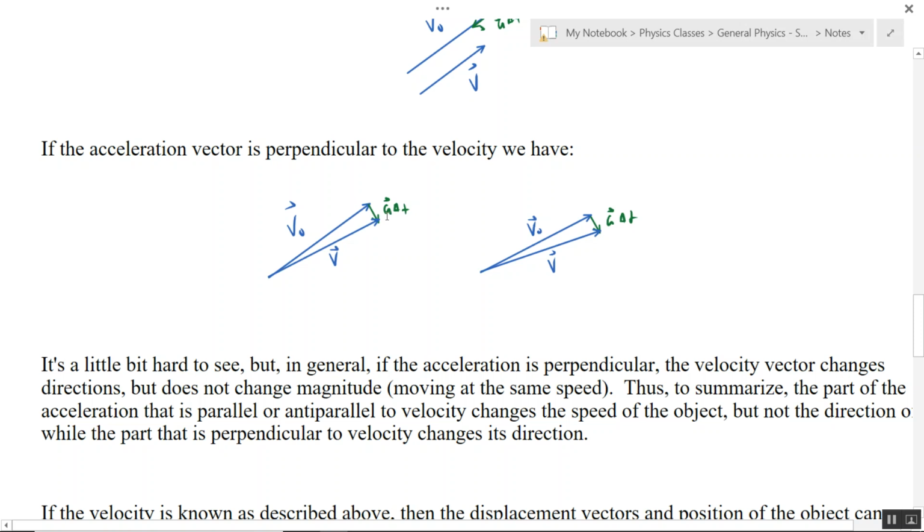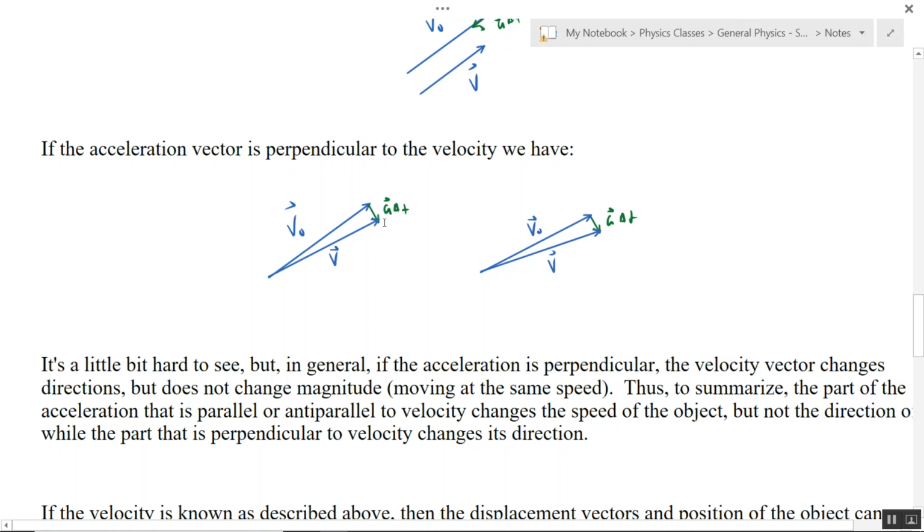It's the same. So what does that mean about how fast the object is moving? It's the same. It's moving at the same speed, right? It doesn't change the speed. But what happens to the thing? It changes direction, right? So this is the most general way to interpret acceleration.